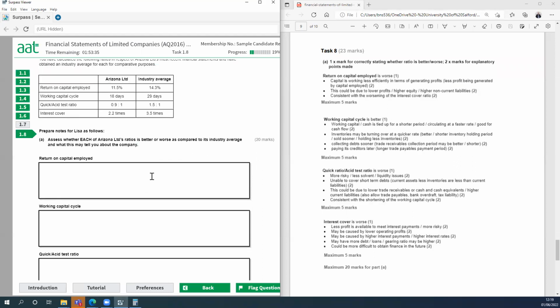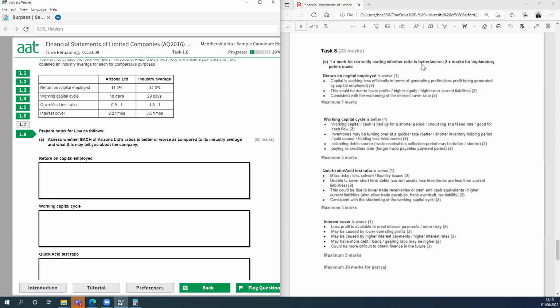So what's the reason for that? Well, you know that return of capital employed is profit from operations over your capital employed. So is it to do with profit? It might be your profit's not as good as the industry average. Could be, couldn't it? Or it might be to do with your capital employed on the bottom, which is your equity against your non-current liabilities. Maybe they borrowed more money, okay? So again, you can see here, so again, explain what's happening.